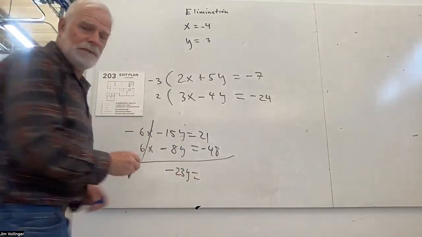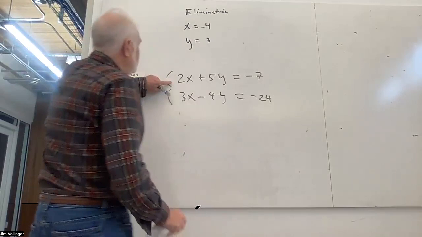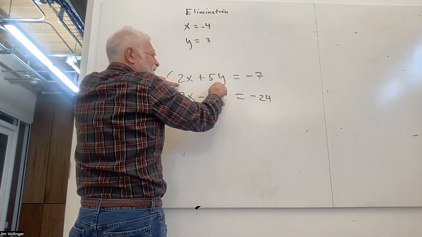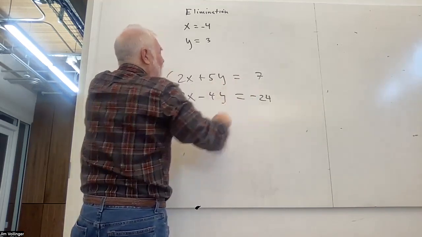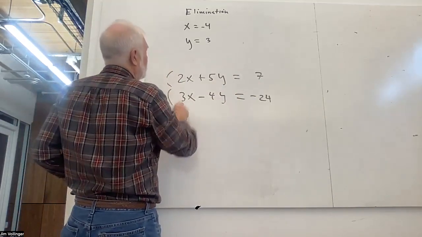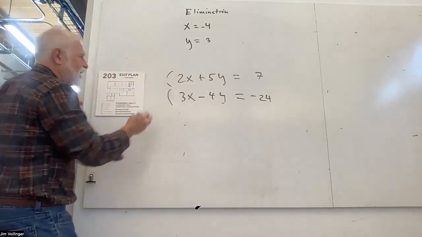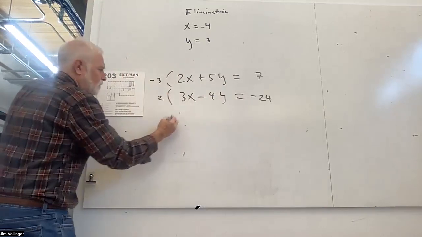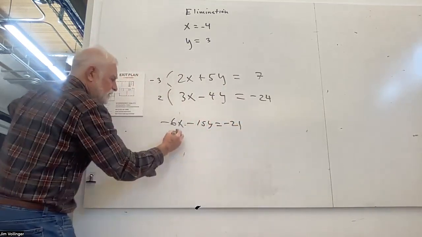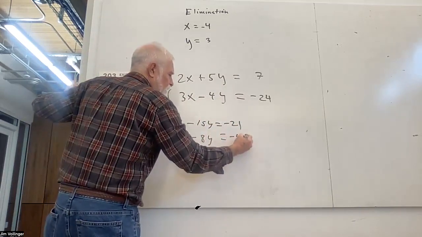Let's check. Maybe it went way too fast here. Let's start again. But let's keep those here. 2 times -4, -8, plus 15, -8 plus 15. Oh, +7. Come on, old guy, getting slow. 3 times -4, -12, so that's correct. All right, let's go back and do it again. -3 and 2, -6x, -15y equals -21. 6x minus 8y equals -48.